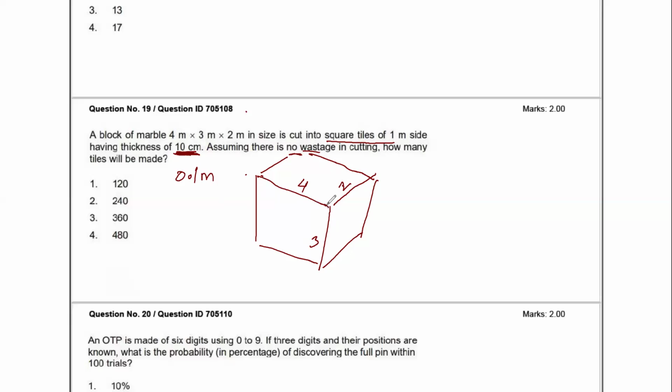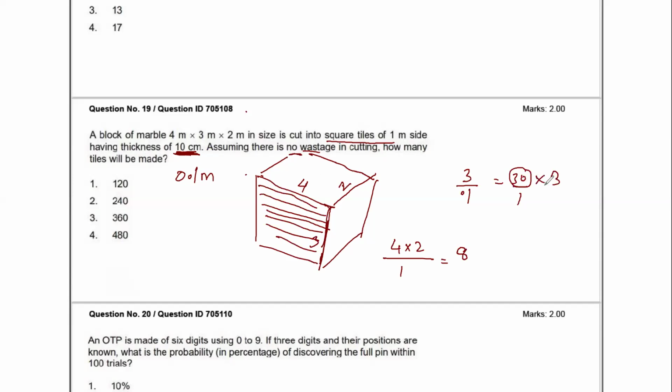So first of all, if my length is 3, then I have 3 divided by 0.1, which is 30 by 1. Okay, so I've got 30 such layers. Now, in one layer of thickness 10 centimeter or 0.1 meter, how many 1 meter square tiles can I get? So 4 into 2 is the area, 8 meter square, divided by 1 meter square. So I'm getting 8 tiles on one layer.